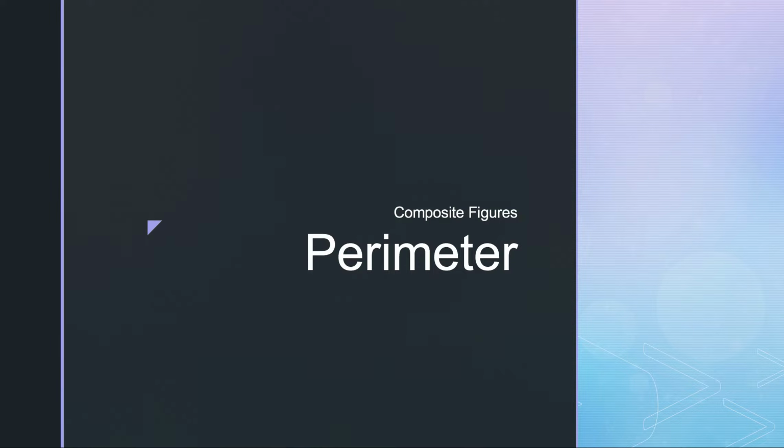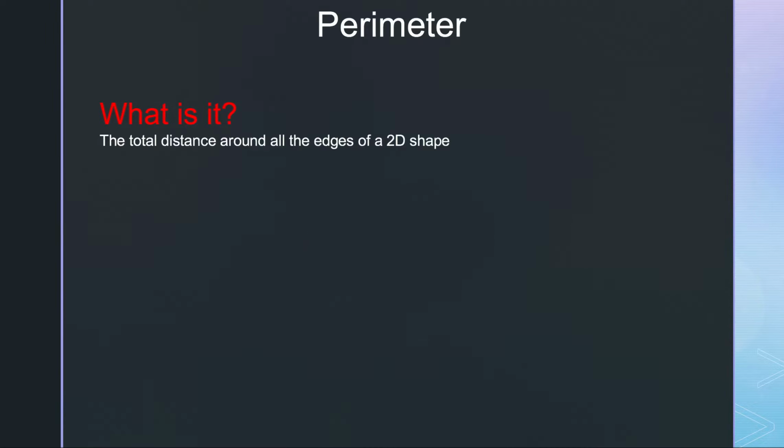Perimeter, composite figures. What is it? The total distance around all the edges of a 2D shape. Why? It helps with visualizing and dividing shapes into different sections.